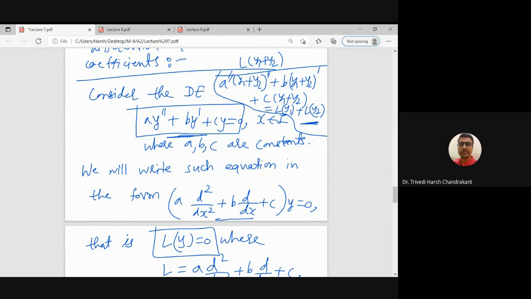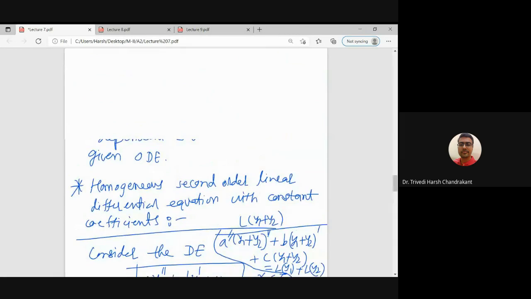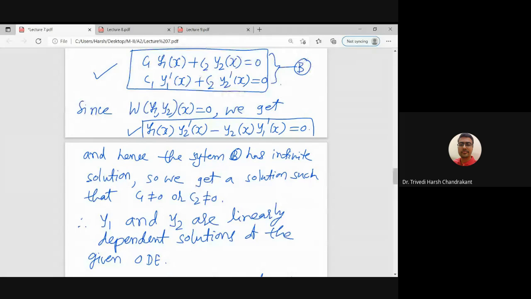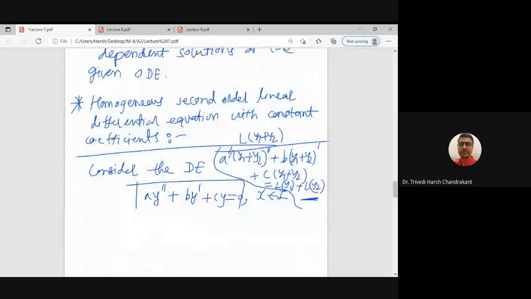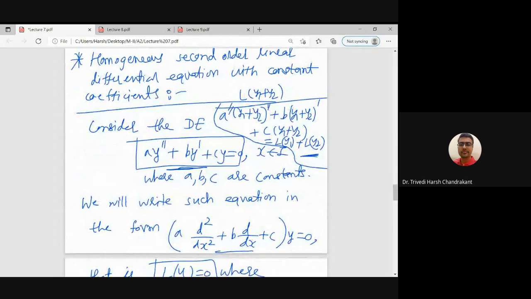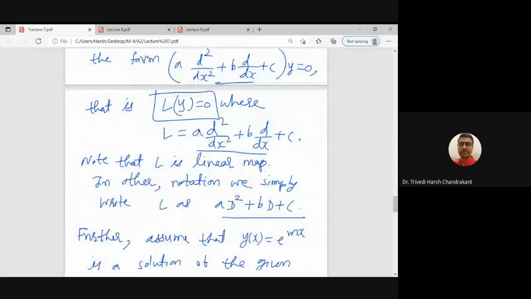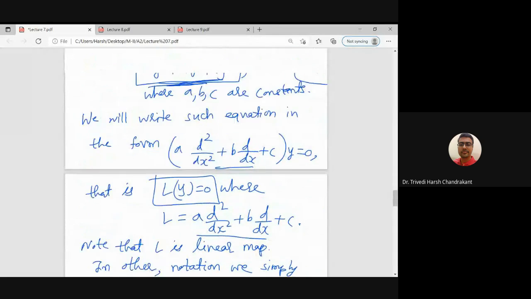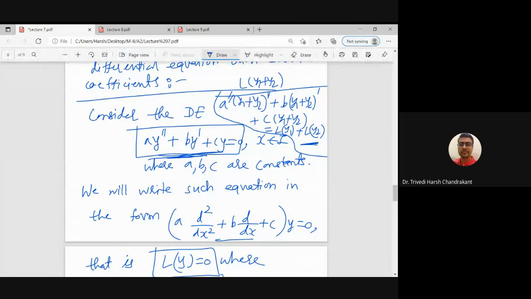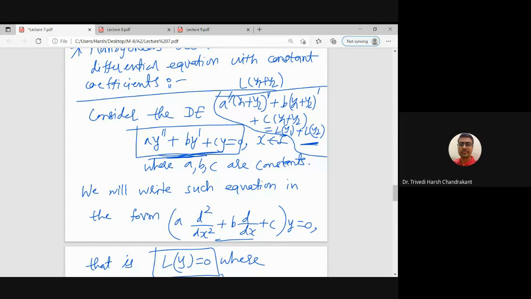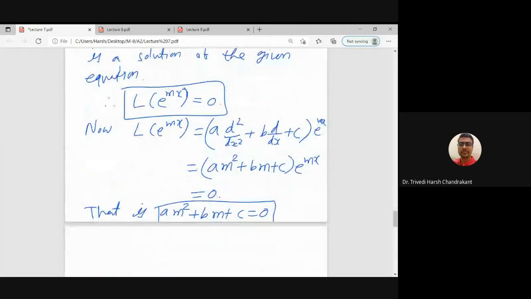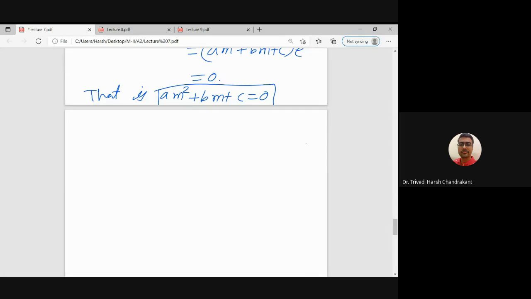Yeah. So there are certain methods to solve a second order linear differential equation with constant coefficients. We have discussed that whenever we have such a linear differential equation with constant coefficients, the only thing we need to do is find the solution of the corresponding polynomial. So that polynomial is this one, right? am^2 + bm + c = 0.